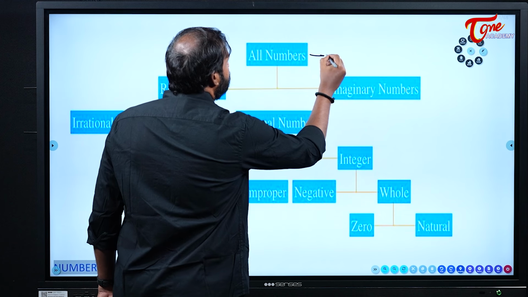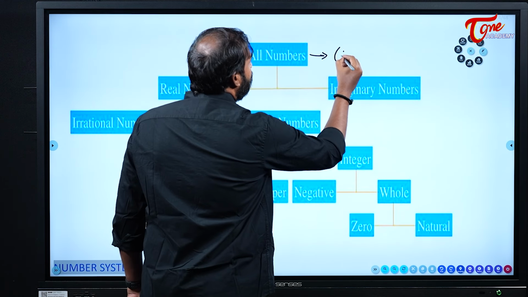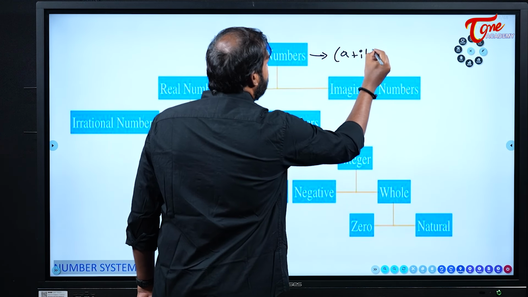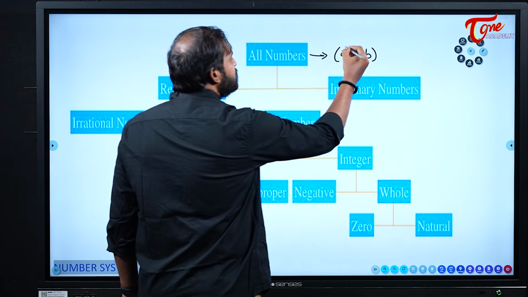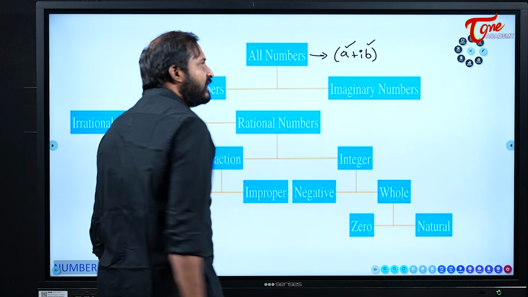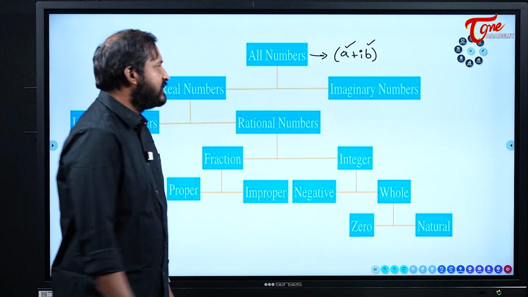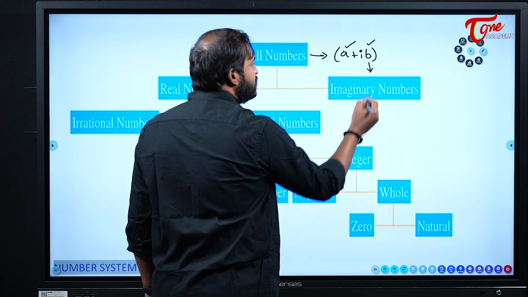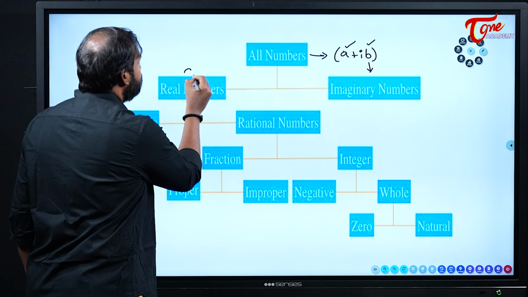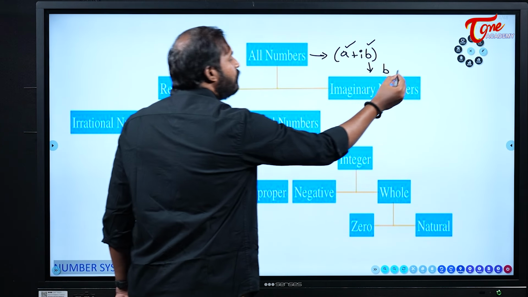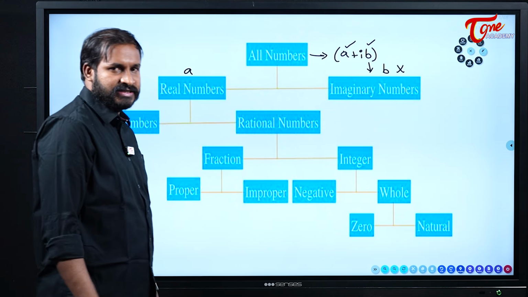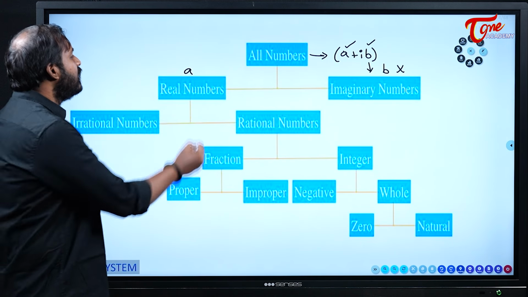Generally, any number we can take in the form of a plus ib. If I take any number in the form of a plus ib, then a is a real number and b is an imaginary number, right? So a here and we will have b here. Anyway, we will not bother about these imaginary numbers in our number system concept. We only concentrate on the real numbers.